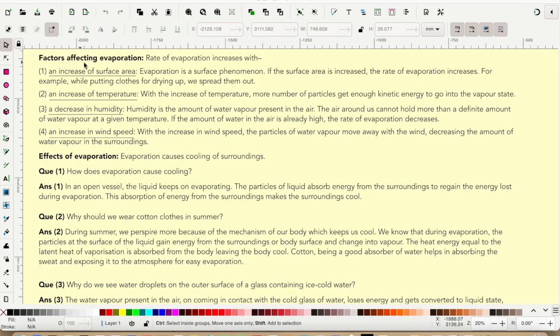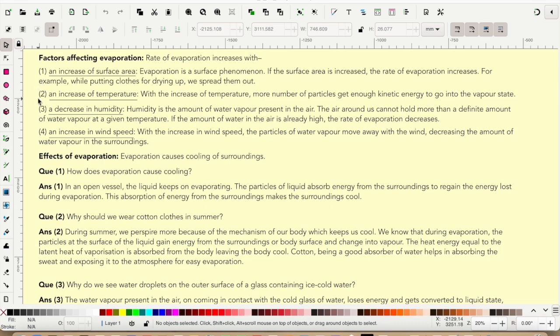There are four factors that affect the rate of evaporation. First is surface area, second temperature, third humidity, and fourth wind speed. Evaporation is a surface phenomena. If surface area is increased, evaporation increases. For example, while drying cloths, we spread them out.